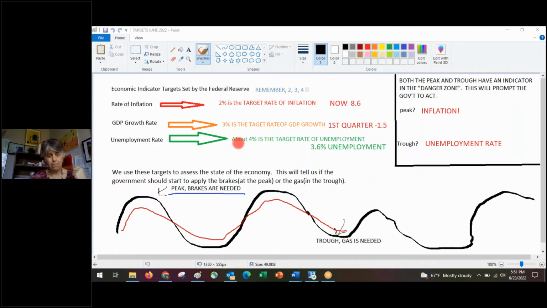I'm not so sure. The next indicator we look at is the unemployment rate. The target rate is about 4%. We learned in class that structural and frictional unemployment are unavoidable. They're going to happen. It's the cyclical unemployment that we really want to be aware of, because cyclical unemployment is unemployment that happens as the economy hits a downturn. So 4% is the target rate of unemployment. Right now, we're sitting pretty at about 3.6.